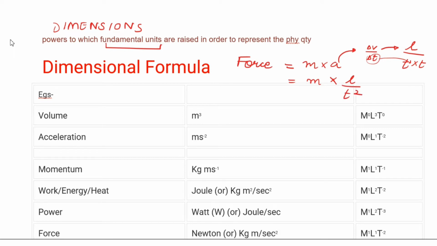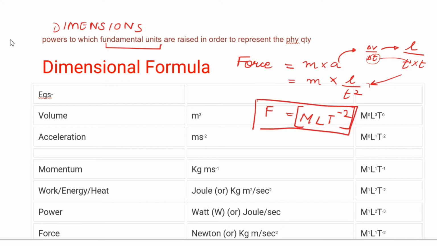So what we have got here is nothing but the dimensional formula. So what is dimensional formula? Expressing a given quantity in terms of the fundamental quantities, fundamental units. This is known as dimensional formula. Alright. So we have successfully established the dimensional formula for force.